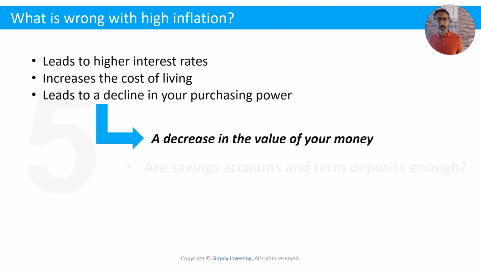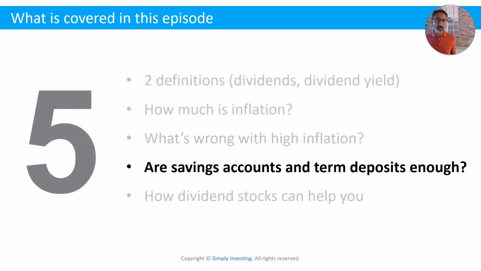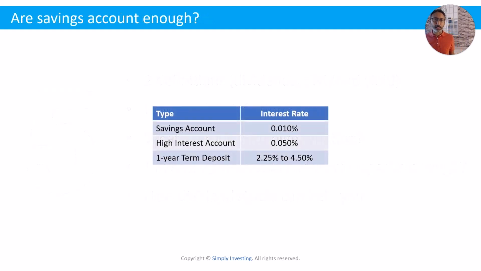So then the next question is, well, what about savings accounts and term deposits? Are they enough? I can put some money in there and earn some interest. Let's take a look. So again, as of this recording, these are the numbers that show up. A savings account today is paying about 0.01% in interest. A high interest savings account is paying about 0.05% in interest. A 1-year term deposit, anywhere from 2 to 4%.